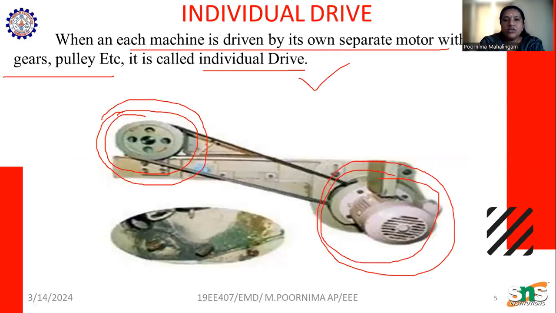The next is individual drive. Individual machines have their own gear and pulley and operate for individual applications. The major advantage is that if a fault occurs in one machine, we need not cut off the other machine, because each operates on its own gear and pulley, so there won't be any disturbance between the two machines. The disadvantage is that, since we purchase a motor for each individual application, the initial cost will be high.